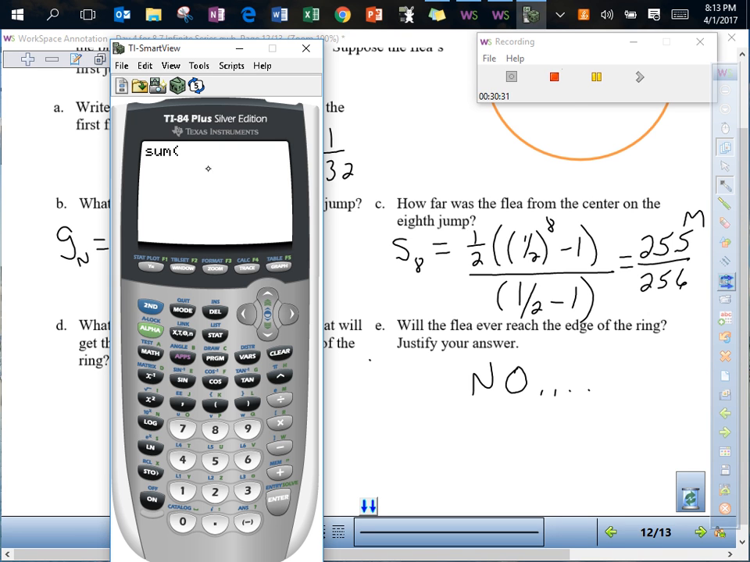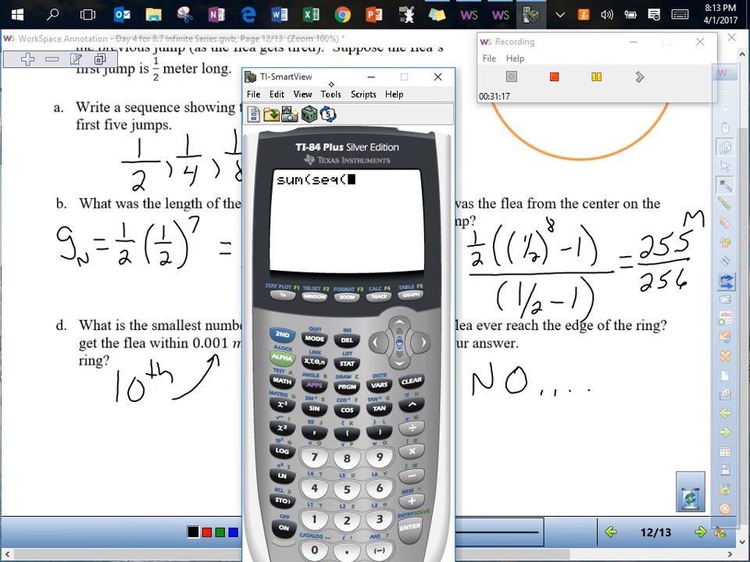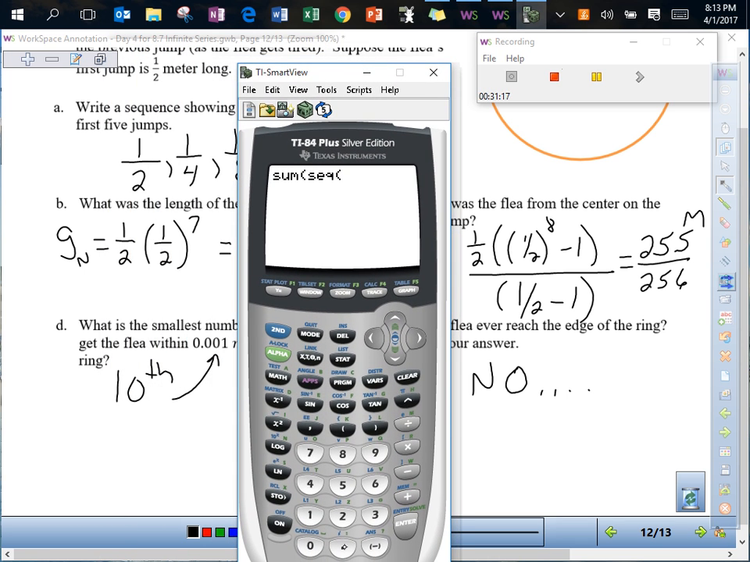Now what you have to do is type in the formula that I'm using. I need to type that sequence formula. It's going to be 0.5 times 0.5 caret x minus 1, and I need that x minus 1 in parentheses.